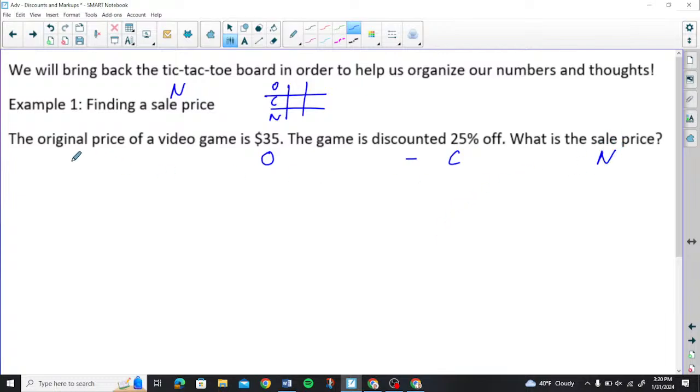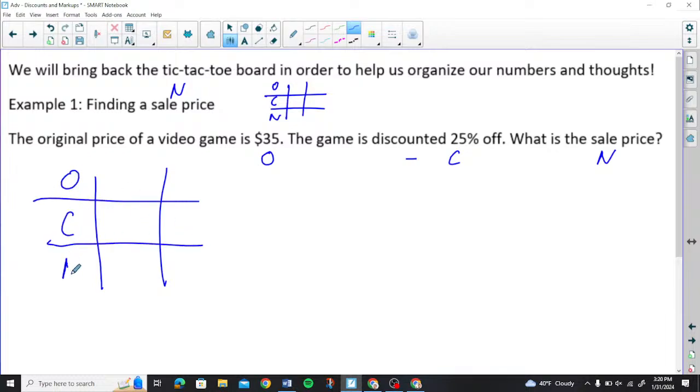What's the sale price? So I'm going to draw up my little box. Original, change, and new. The original is $35. This spot right here, that's always 100% because the original is always 100%. So then we're changing 25%, and we want to know this unknown new value. Well, before we knew two values in two rows. Right now we only know two values in one row. So we need to find another row value. Well, we'll do that by taking 100 and subtracting 25. That gives us 75.